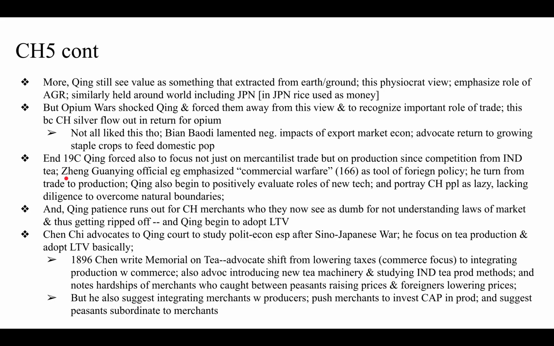Zheng Guanyin was an official who emphasized this, quote, commercial warfare as a tool of foreign policy. And he too turned from trade to production.